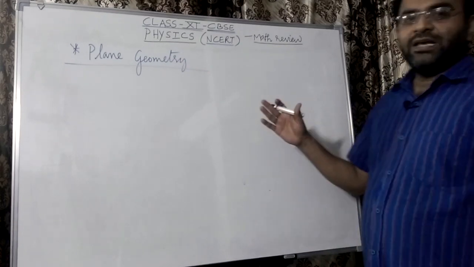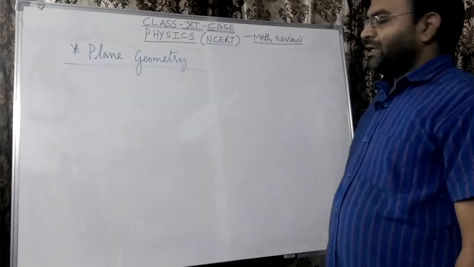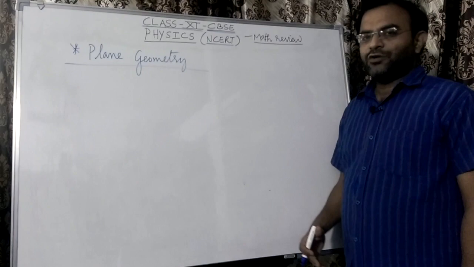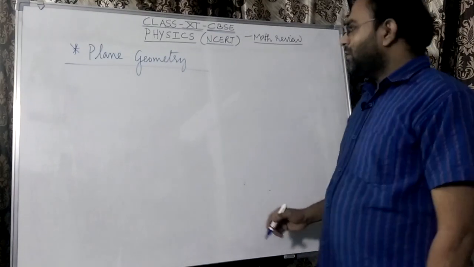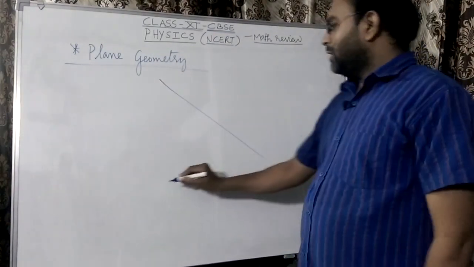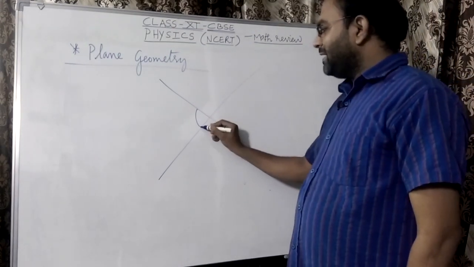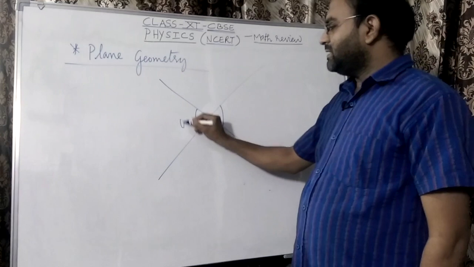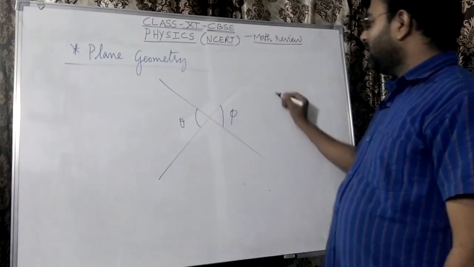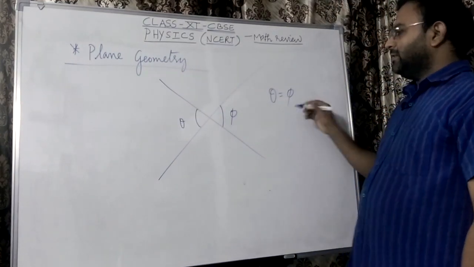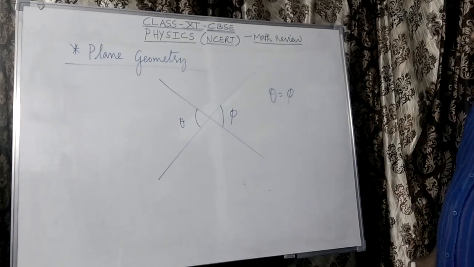Our next topic is plane geometry. So it is useful to remember some of the basics of geometry that we have learned in high school. For example, two straight lines, intersecting straight lines, will have their interior angles equal. That is, if this is theta and this is phi, then theta is equal to phi. So this is useful to remember this.